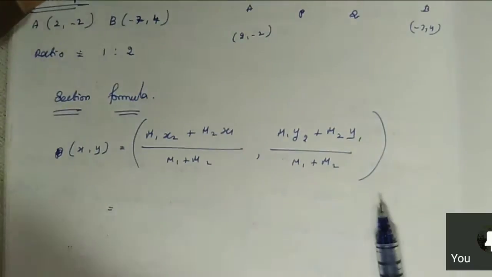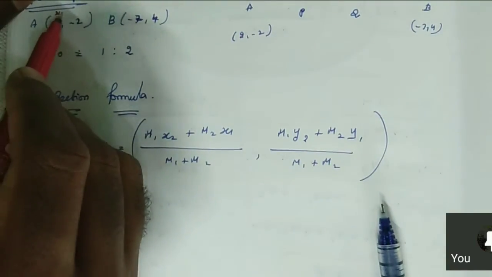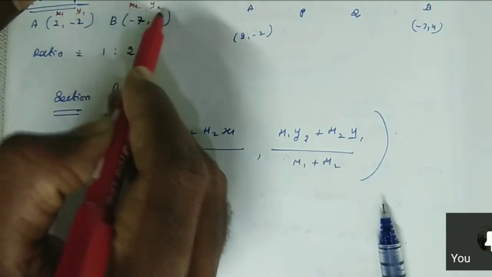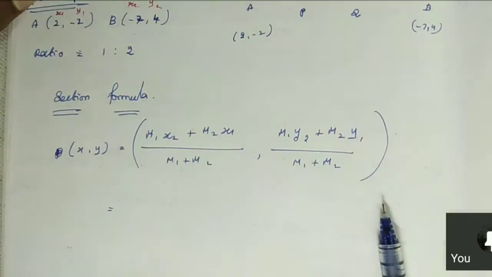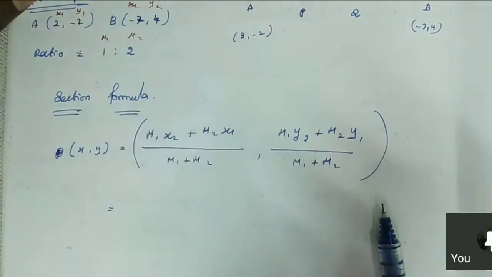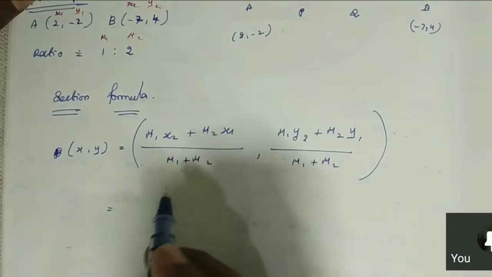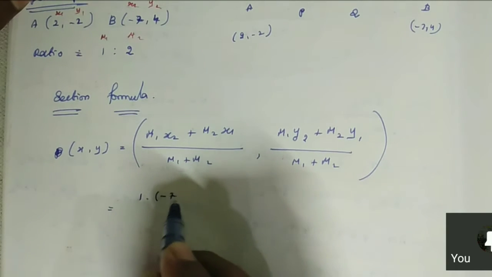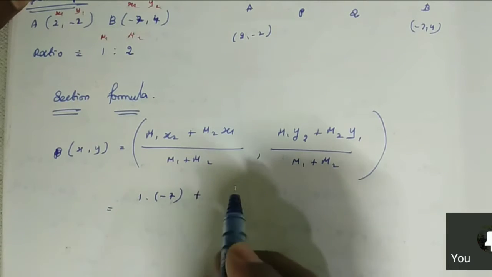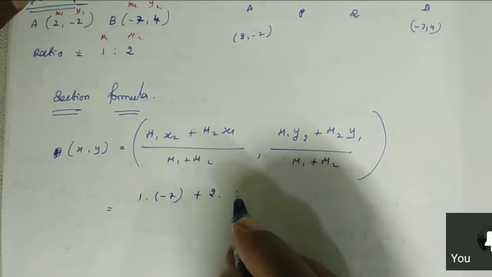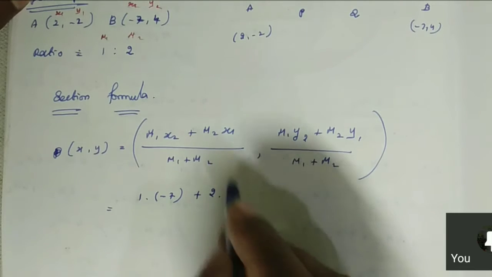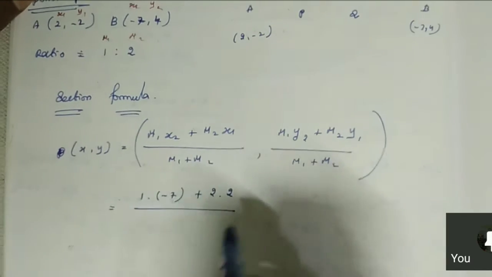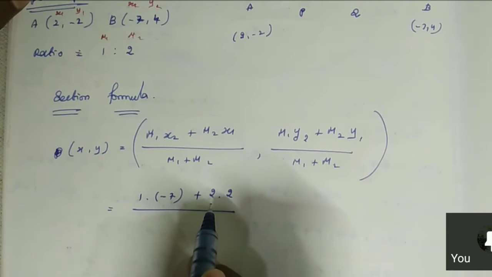Now what are x1, x2? Here they are x1, y1, x2, y2. Then what is m1? First m1, then m2. Now we can substitute the values. m1 is 1, into (-7), plus m2 into x1, which is 2. Listen, here the dot means multiplication. Clear?